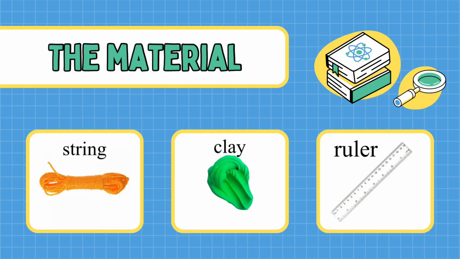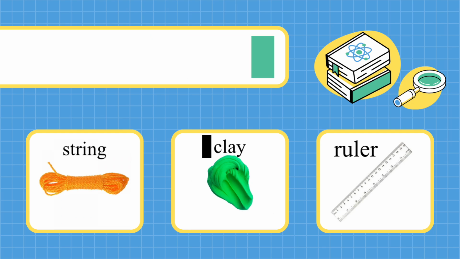Now we move on to the materials slide. We have a string to hold the clay, and we need clay of 50 gram and also 100 gram. The other thing is a ruler to measure the length.